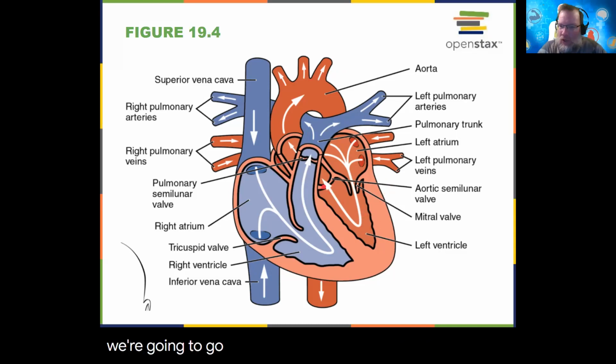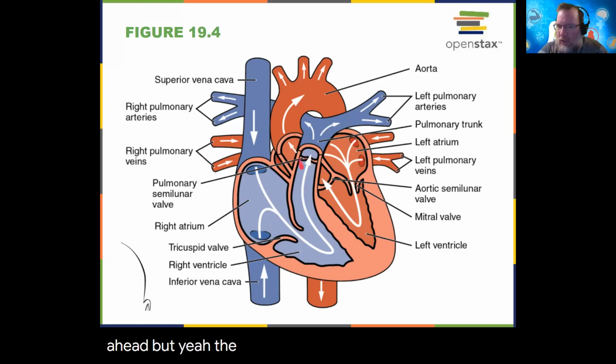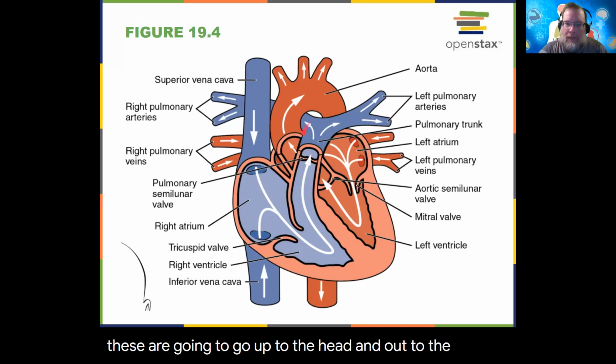We're going to go through this aortic valve, just like we did over here with the pulmonary valve. And then once we're past that aortic valve, we're into the aorta. The aorta has different sections, so we'll see that more next week. I don't want to get too far ahead, but for now we're just going to call it the aorta. Okay, and you can see there are a couple vessels up at the top. These are going to go up to the head and out to the arms.